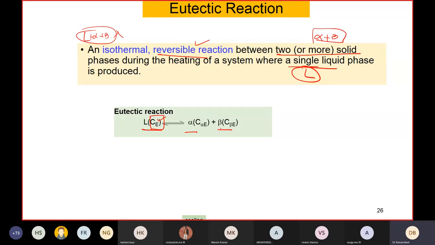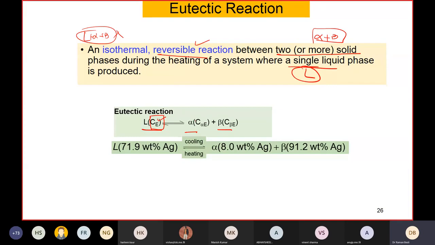Keep it in mind that I'm not writing the alpha composition as CE. It is C alpha E, meaning the composition is different, and C beta E. But we need to understand what the eutectic reaction is. I hope it is clear that for this particular phase diagram, which is a copper silver system, this happens at 71.9% of silver.